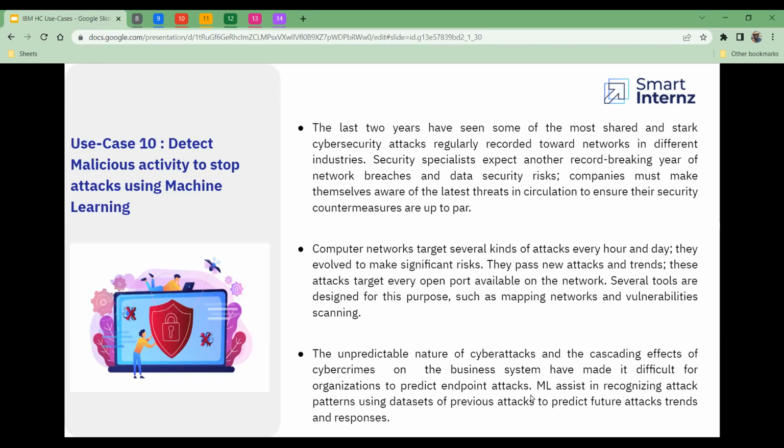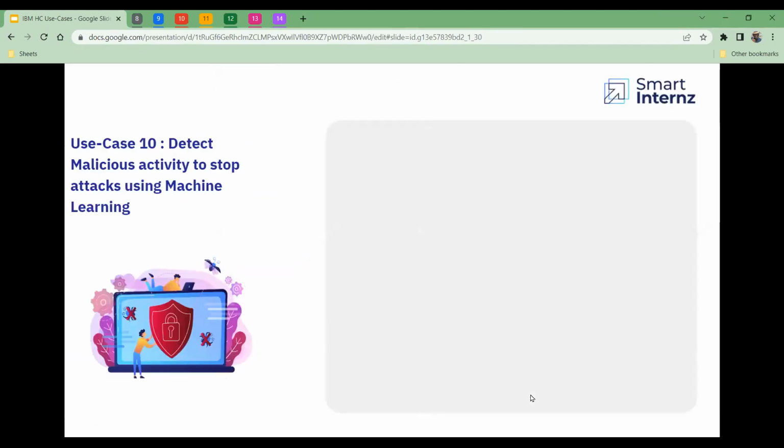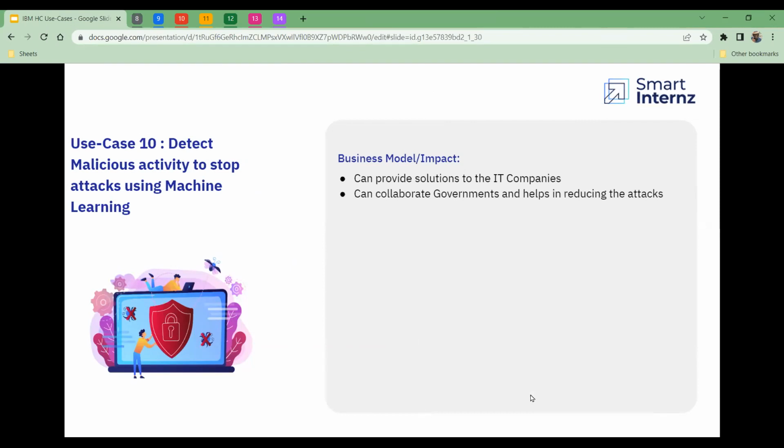So for the problem that we have discussed, there will be some business model or impact. Let's look into it. We can provide a solution for IT companies by offering our services using machine learning. We can detect the attacks that are going to happen at companies, and we can predict when they are going to happen also. We can also collaborate with the governments. Every government agency or government sector has a website where they hold a lot of data of people.